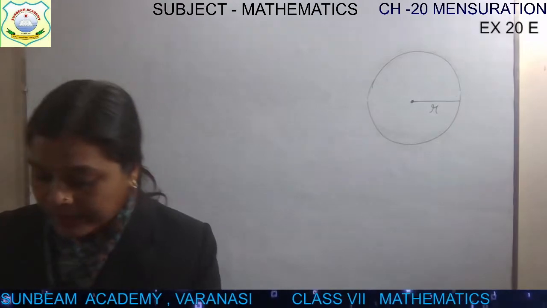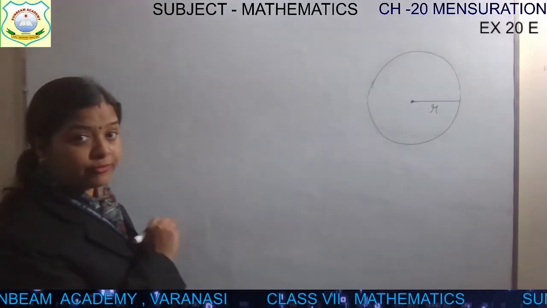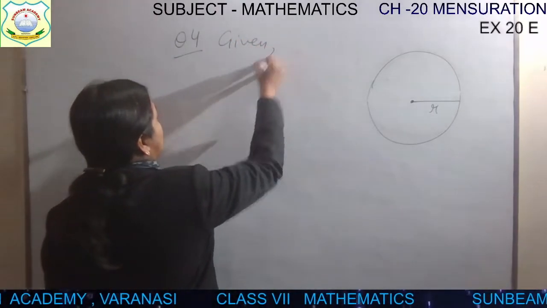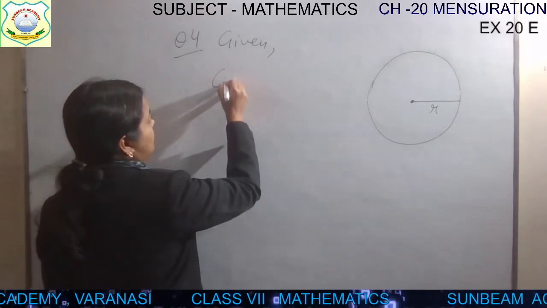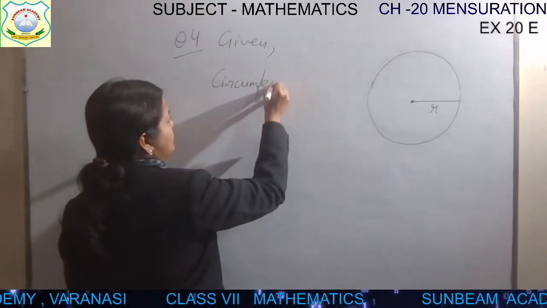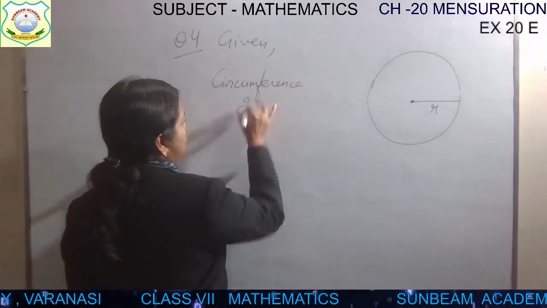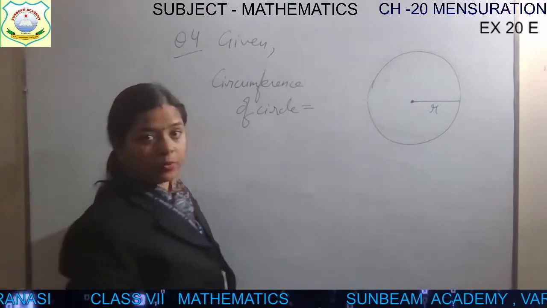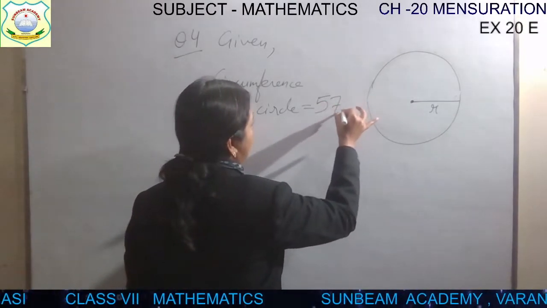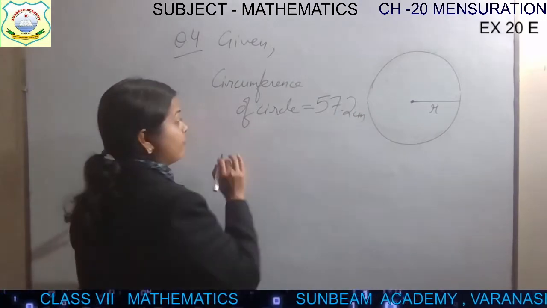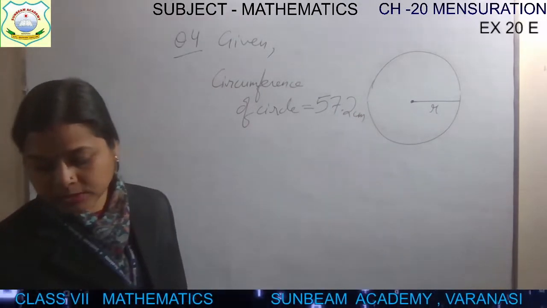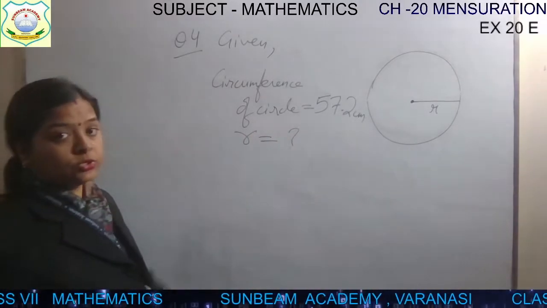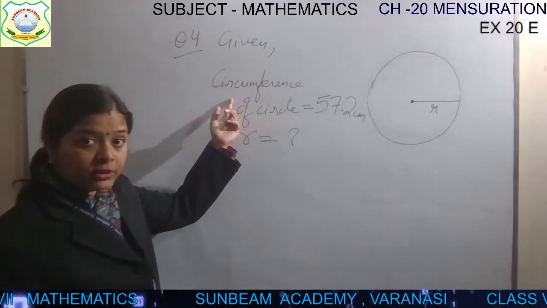It says: find the radius of a circle whose circumference is given to us. So in question number 4, what is given to us? Circumference of circle is 57.2 centimeter. They said find the radius of circle. Okay. We have to find the radius. What is given to us?